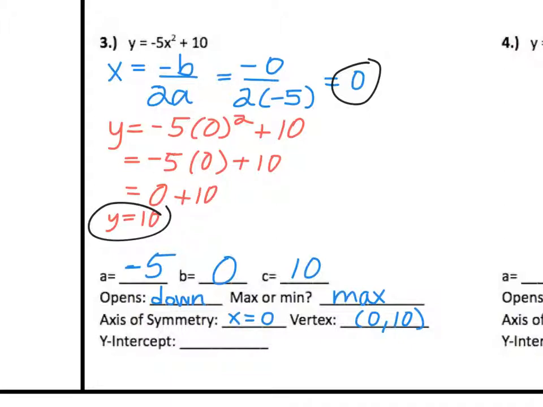And what's my y-intercept? 10. It's actually the same thing. So this is a parabola that opens down. Draw me a little sketch. Has a maximum at the top at the point 0, 10, which also happens to be the y-intercept. Draw your little axis of symmetry through it so you understand that it goes through the vertex. Okay.